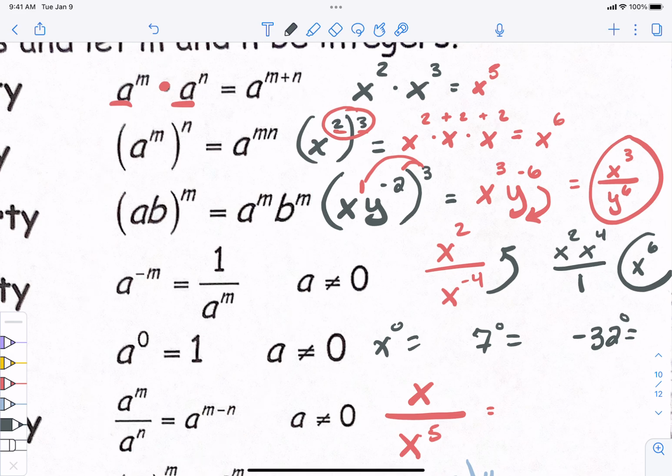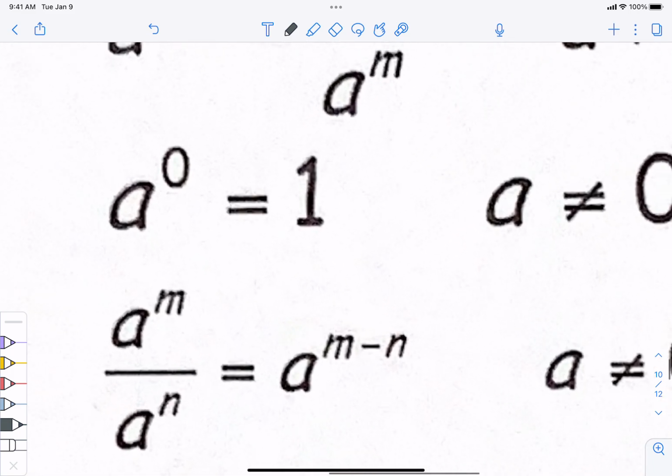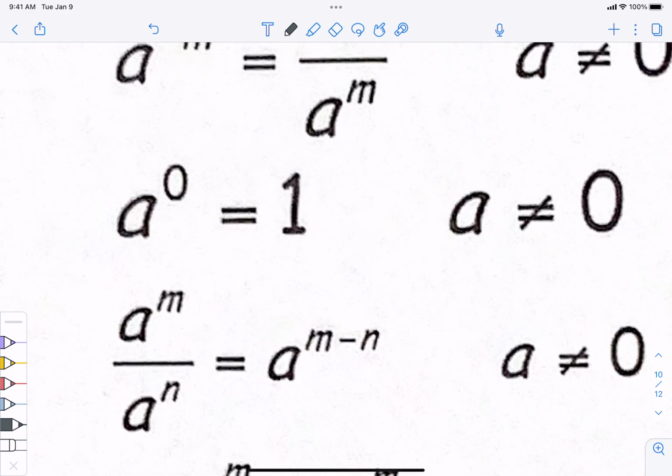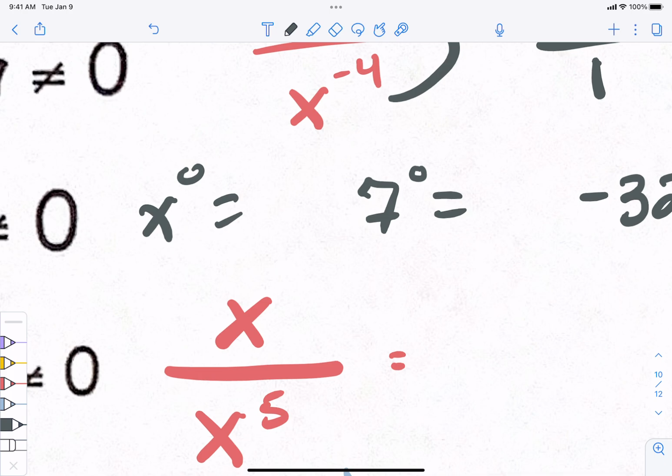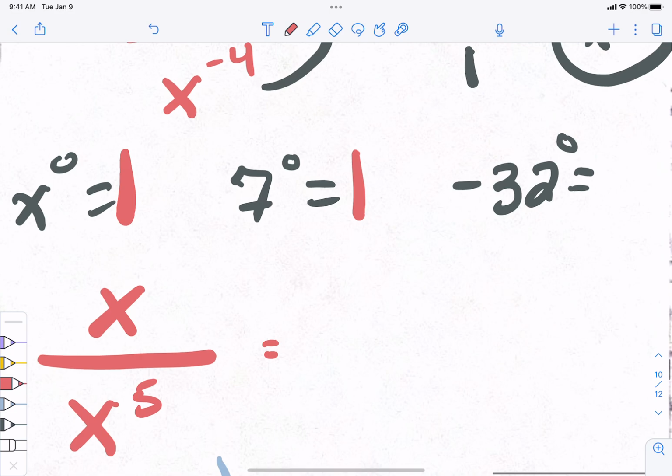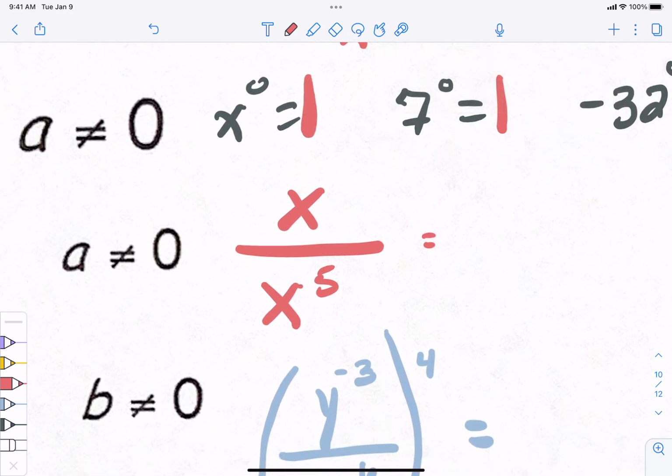Okay? All right, next thing it says is saying anything to the 0 power is 1. So, x to the 0 power is 1. 7 to the 0 power is 1. Negative 32 to the 0 power is? Wrong. Negative 32 to the 0 power is? Negative 1. Oh, that's tricky. That's tricky. Negative 1. Okay. Shh. All right. Moving on.